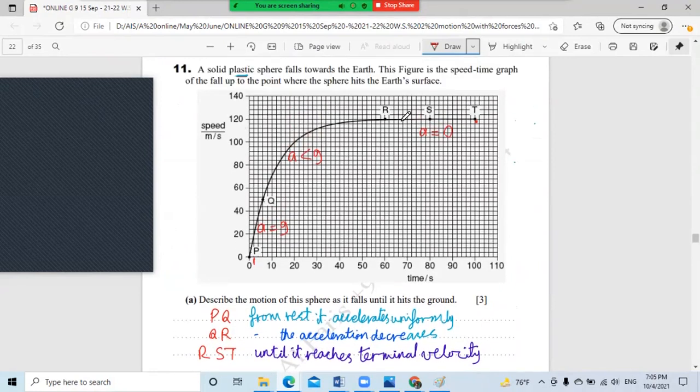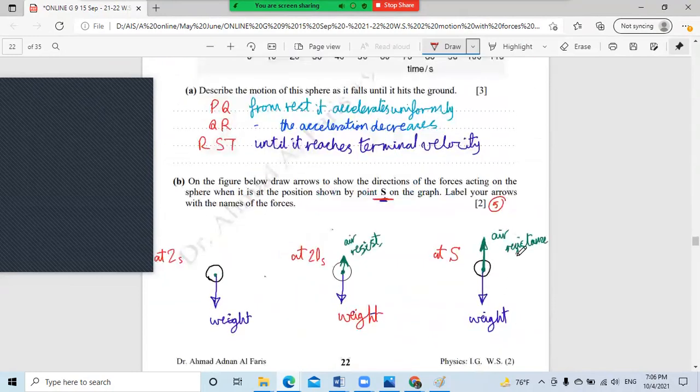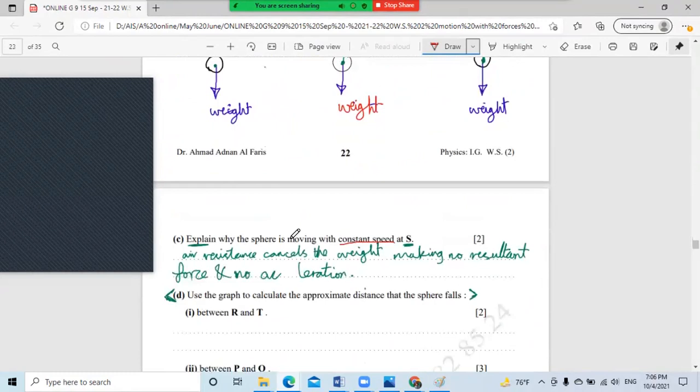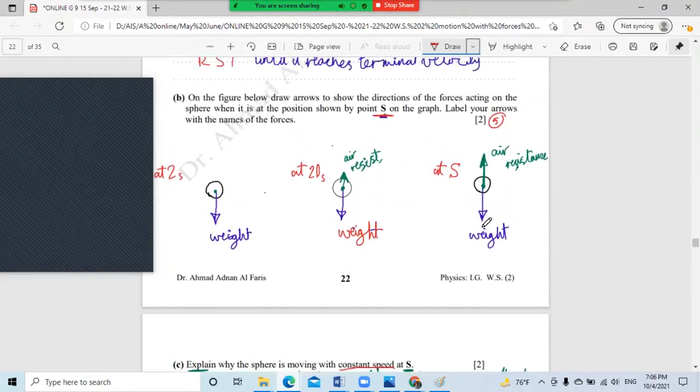Why does it move at constant speed at point S in this region? Because the acceleration equals how much? 0, because it was moving at constant speed, because the resultant force from the air resistance and the weight is how much? It's 0. So some students, what do they do? They write that the air resistance is equal to and cancels the weight, making the resultant force 0. All this is 1 mark.